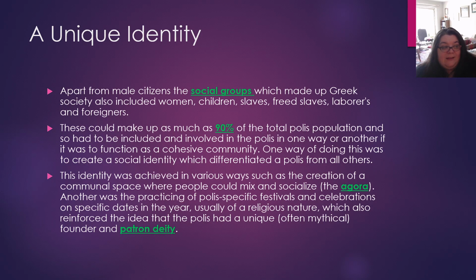One way of doing this was to create a social identity which differentiated a polis from all others. This identity was achieved in various ways, such as the creation of a communal space where people could mix and socialize, which they called the agora. Another was the practicing of polis-specific festivals and celebrations on specific dates in the year, usually of a religious nature, which also reinforced the idea that the polis had a unique, often mythical, founder and patron deity.